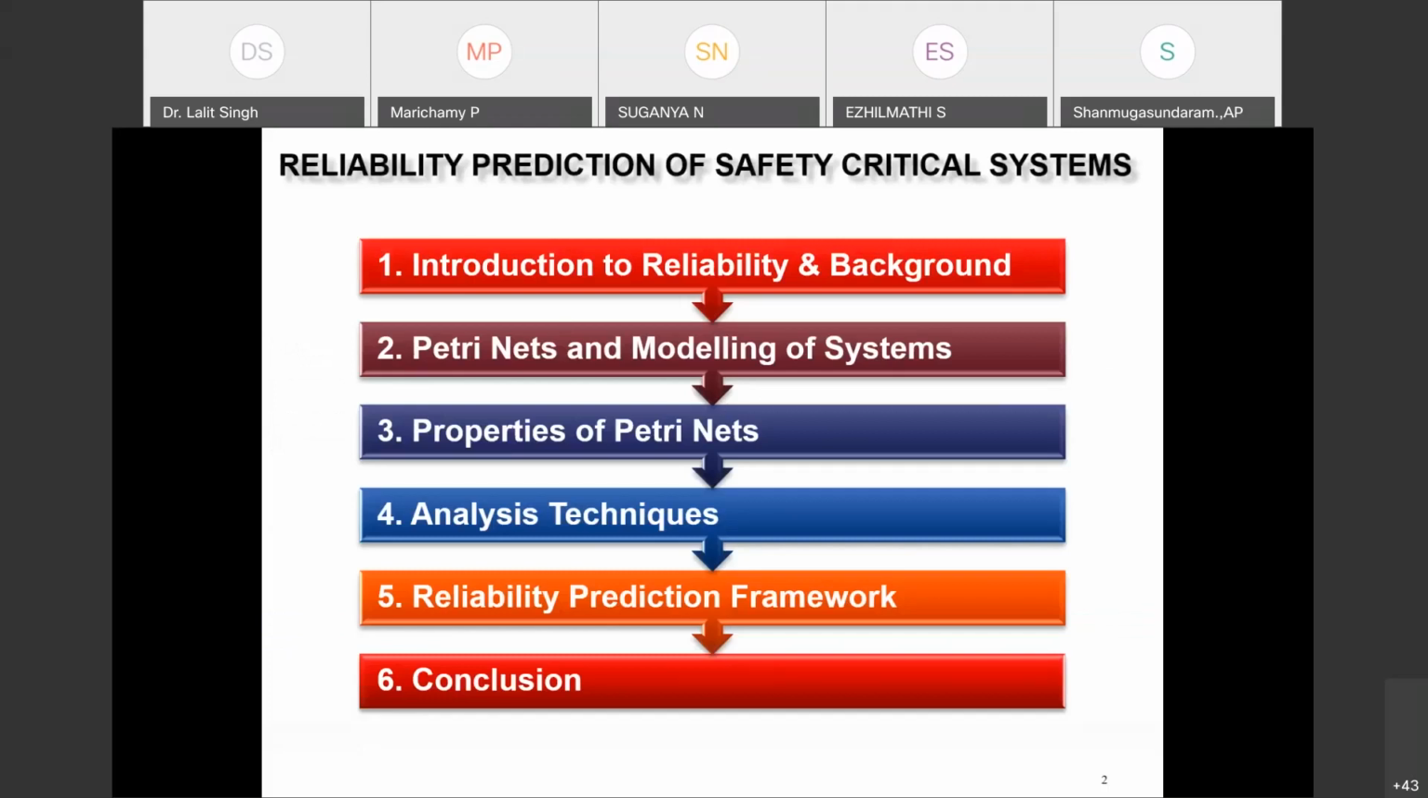So, introduction to reliability and background. Although we have already touched upon it, we can talk with respect to the mathematical definition, so that things can be easily conceptualized, and that mathematics we are going to use for our quantification of reliability. Then we will discuss a mathematical modeling technique known as Petri nets, which has been introduced to model stochastic processes.